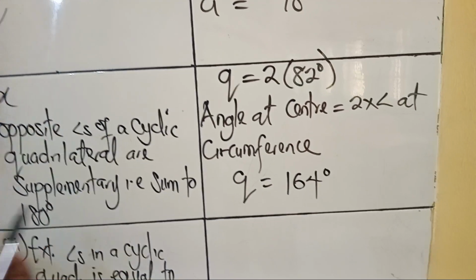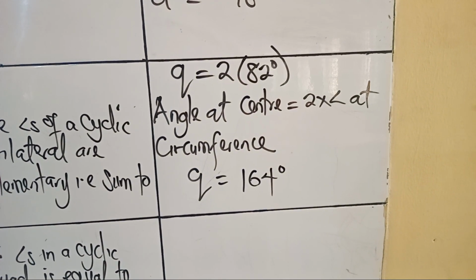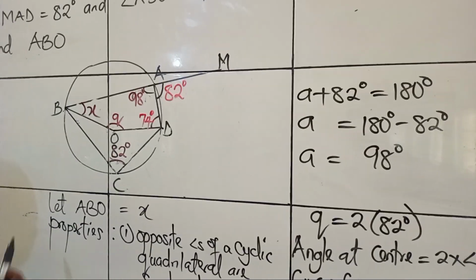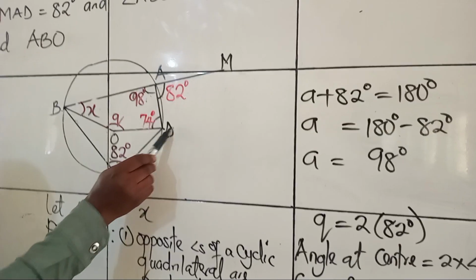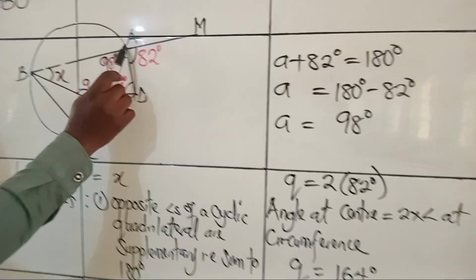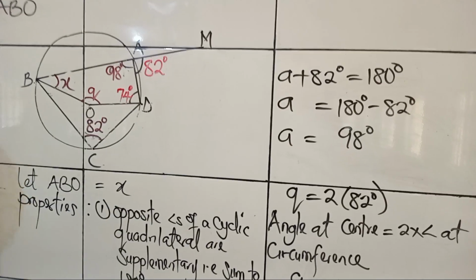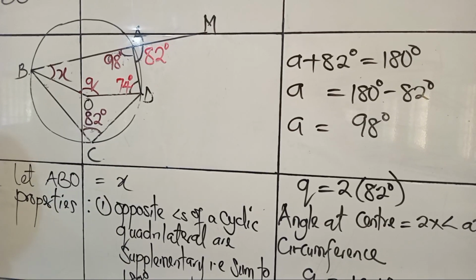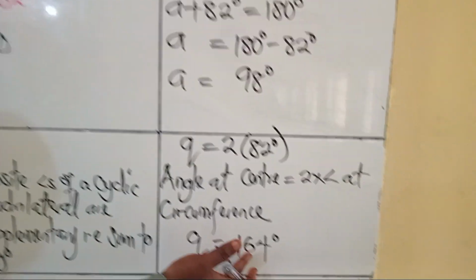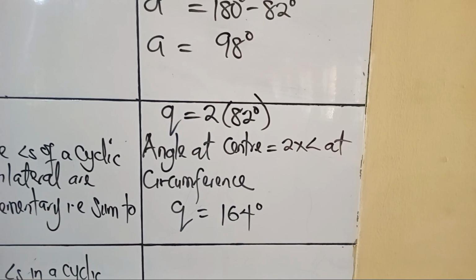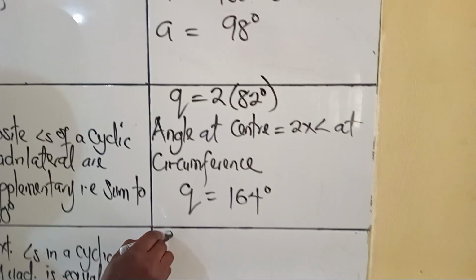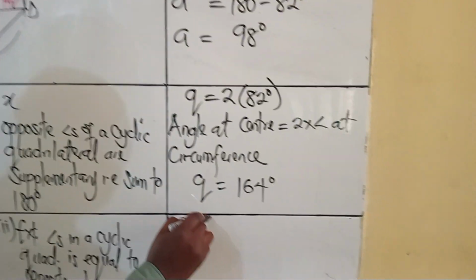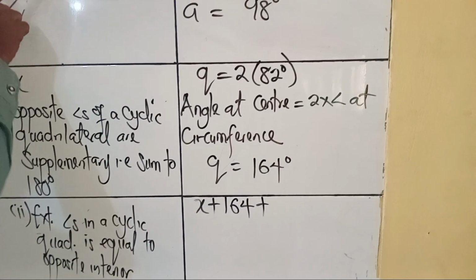which gives us 164 degrees. Okay, so we have 164 degrees, and there's another quadrilateral here. This quadrilateral BADO is also a quadrilateral, and the sum of angles in a quadrilateral adds up to 360 degrees. So we are going to add X plus Q plus 74 plus 98 equals 360. Now remember, we already have the value of Q as 164. So let's add it to find X.